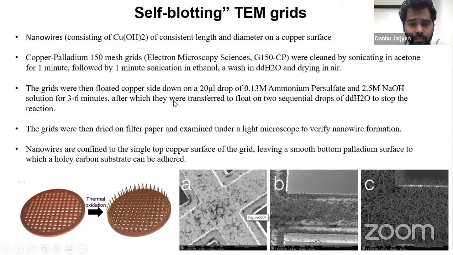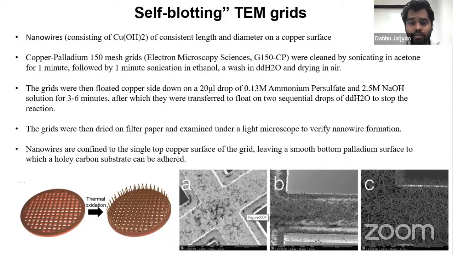And then this grid will be transferred to a float or to sequential drops. This will be washed to stop the nanowire reactions. And then the formation of these nanowires was checked under the light microscope. And these are the images of these nanowires. This is the nanowire image where the chemical reaction proceeded for 4 minutes. Here 6 minutes, and here 10 minutes. So you can see here about 20% of the nanowire tubes have formed, here close to 60 or 70%, and here 100%. In 10 minutes, 100% of the grid is covered with these nanowires.